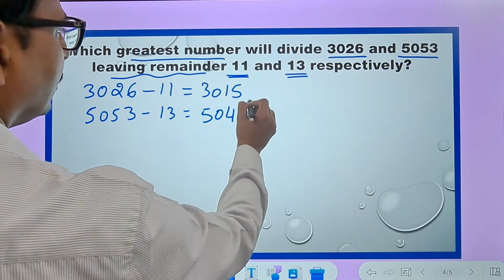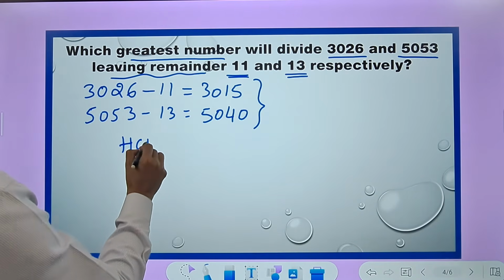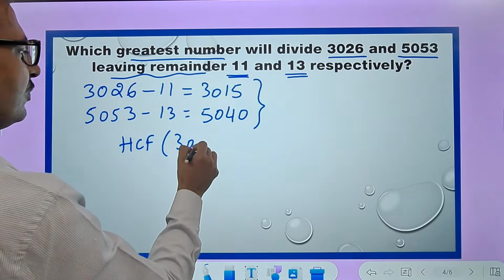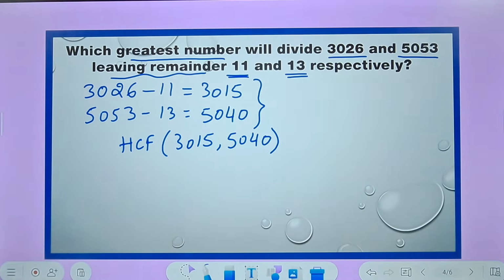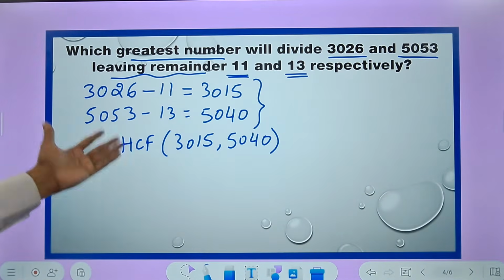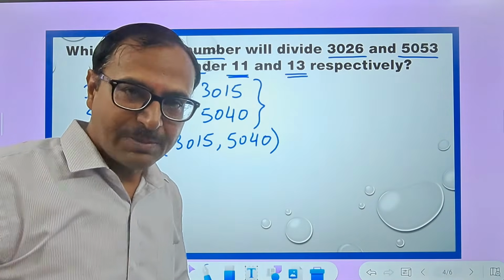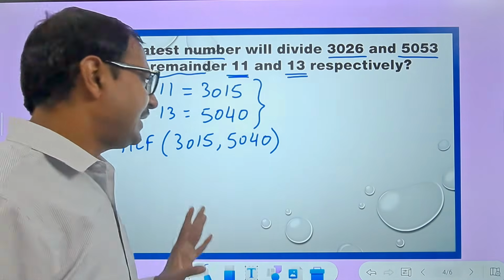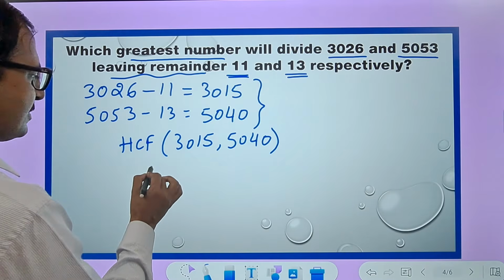So now the greatest number that will divide these two numbers is your answer, and therefore you just have to find the highest common factor of 3015 and 5040. Now if you are good in division, you will do this using the traditional approach of prime factorization, but if you can't do it that way, then the long division method works for you in that case. So I will go for the long division because the numbers are quite huge here, but I can see this is divisible by 5, right?